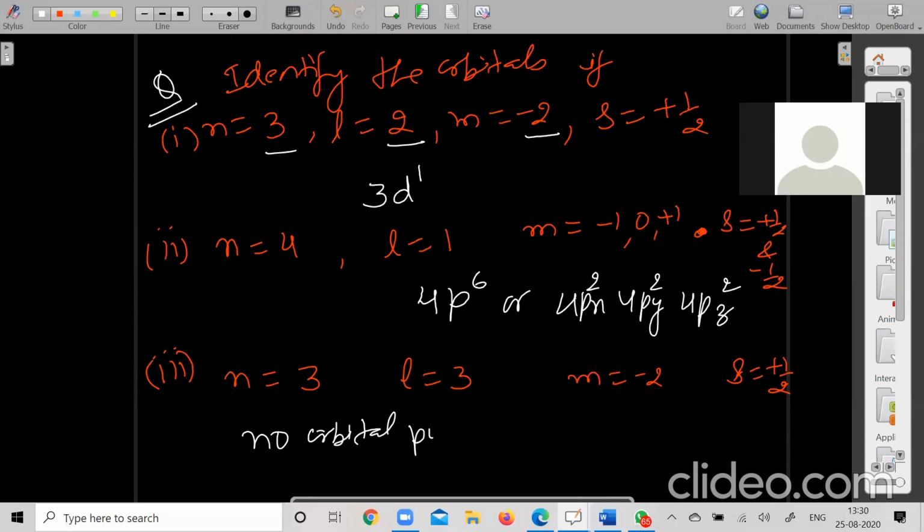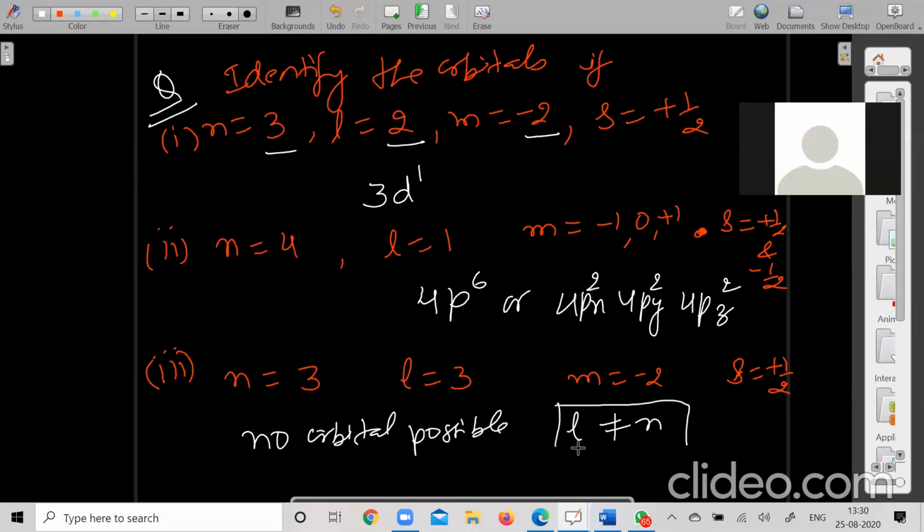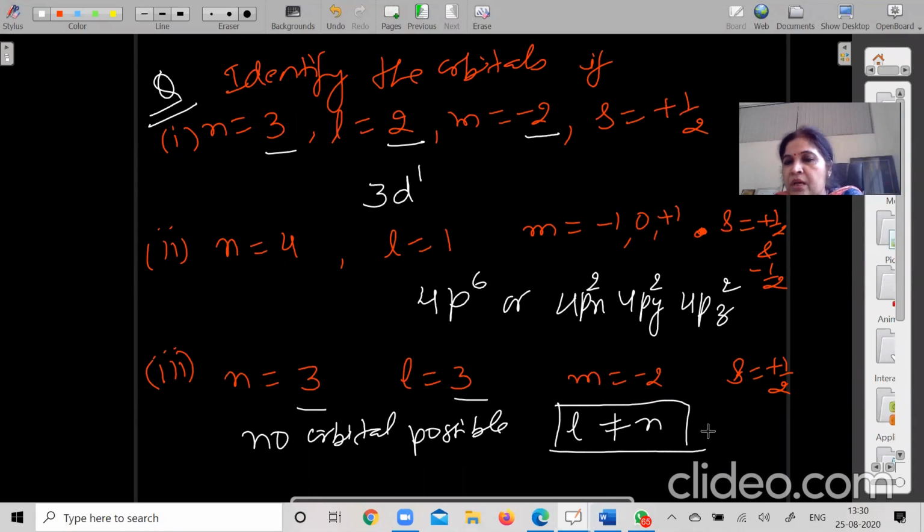Why? Because f orbital starts from the fourth shell. And second thing, the L value is never equal to the N value. Here N is 3 and L is 3, which is not possible, because L is always at most n minus 1. So that is not feasible. No orbital is possible, and f orbital starts from the fourth shell only. If n is 4, then f orbital is possible.